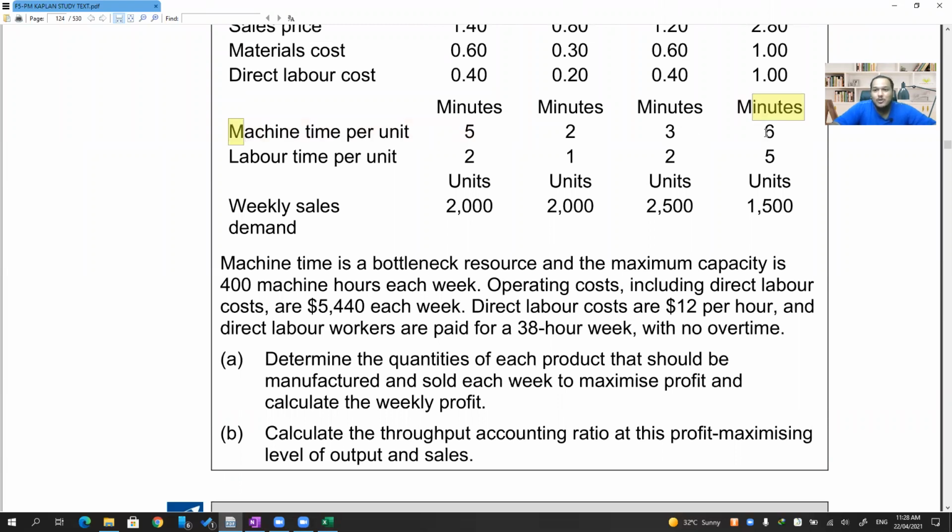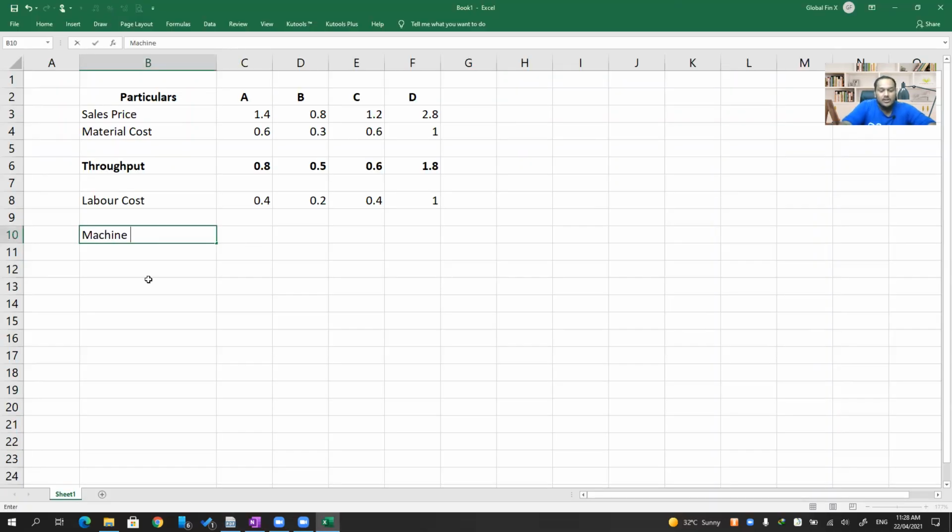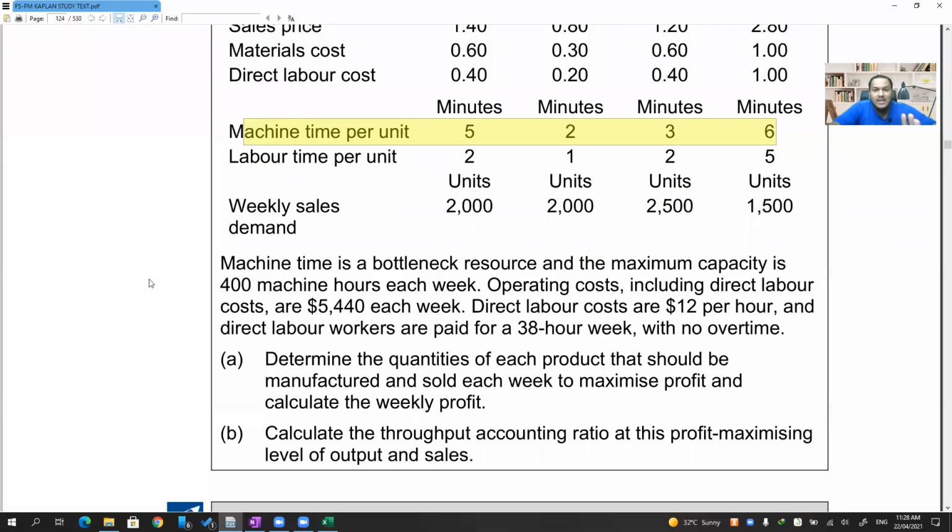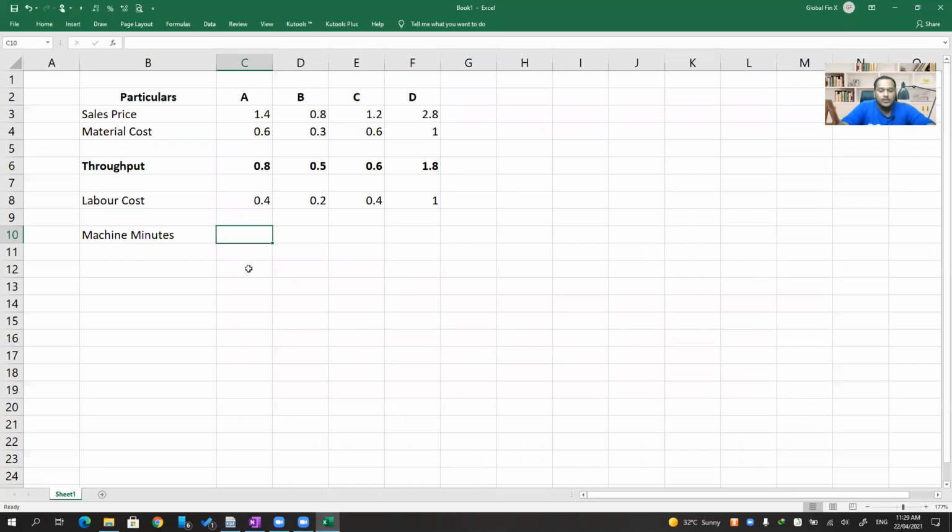So machine minutes are 5, 2, 3, and 6. So I'll keep it aside. Now, please be very careful. Either do the question in minutes or do the question in hours. Don't get confused. Here they gave you minutes, 5 minutes, 2 minutes, 3 minutes, 6 minutes. But at the end, they told 400 machine hours are available each week. So convert 400 hours into minutes. Okay. So 5236. Okay. Now, sir, please understand. If you work for 6 minutes, what is it?